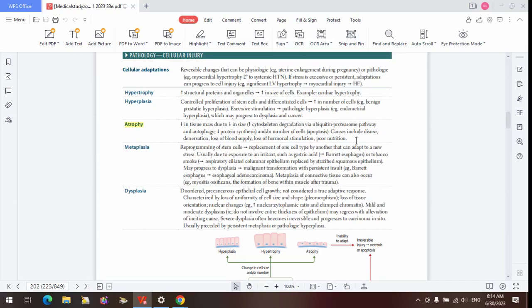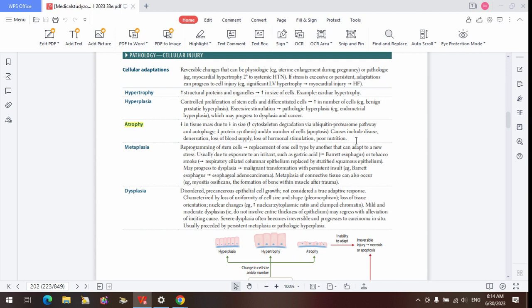brings about differentiation of the cell type from one form to another form, which is capable of handling the stress. And the example we gave was Barrett esophagus. In someone that is having reflux esophagitis, when there is reflux of gastric acid from the stomach to the esophagus, the esophagus wants to differentiate into the epithelial cells of the stomach to be able to handle that reflux. So it changes from stratified squamous to simple columnar. That is a metaplastic change.